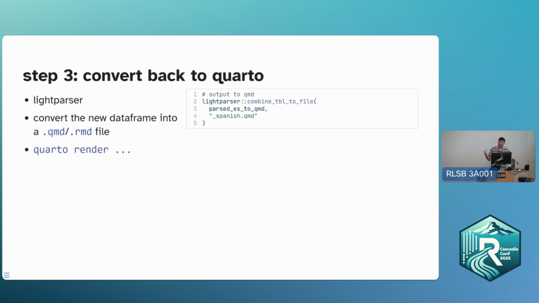And then I can take that data frame and use the lightparser package again to combine it back into a Quarto file. So they have this really simple function here. You'll take that data frame and then output the file name that you want it to be. So yeah, we're basically knitting together that translated data frame and making a whole new Quarto file with that.